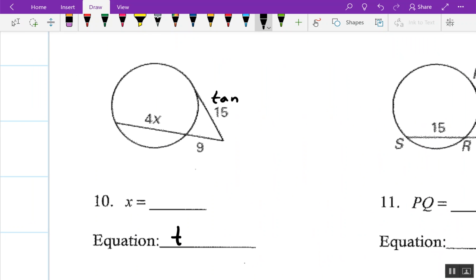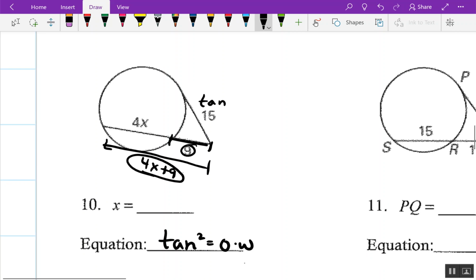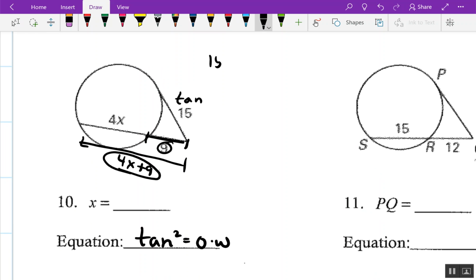I'm going to write the formula. Tan squared equals outside times whole. Now for the secant part, which one is the outside? 9. And what is the whole? 4x plus 9. So this will be 15 squared equals 9 times 4x plus 9.